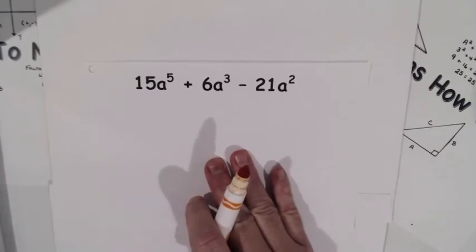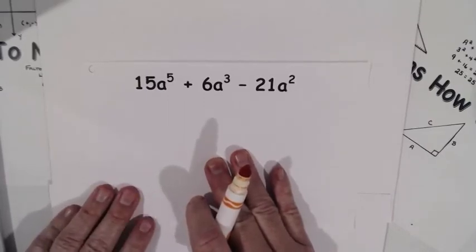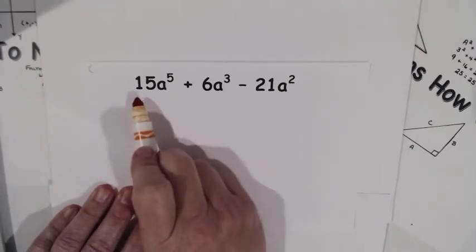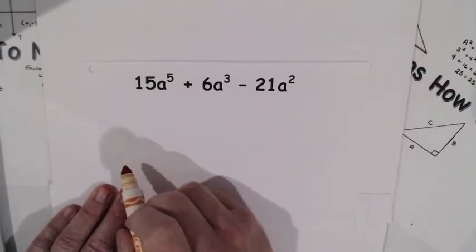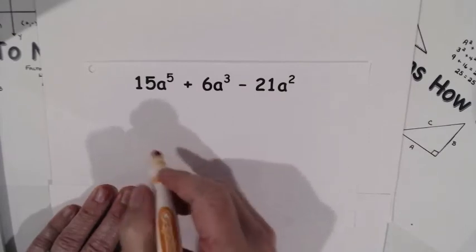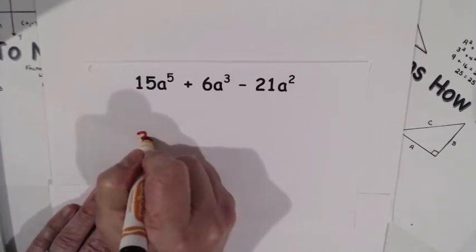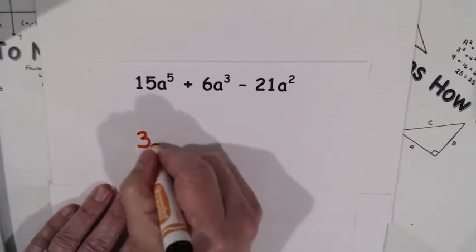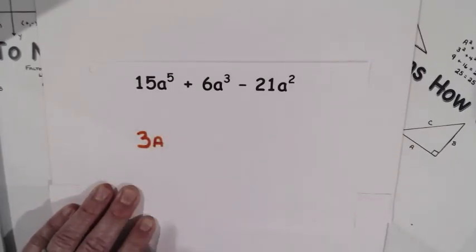In this one right here, it doesn't matter how many terms you have, you still find the greatest common factor, the biggest number that will go into 15, 6, and 21. Looks like it's 3. So I want to put a 3 on the outside, and I'm going to look and see if they have any letters in common. Well, they all have an a. Put an a on the outside.